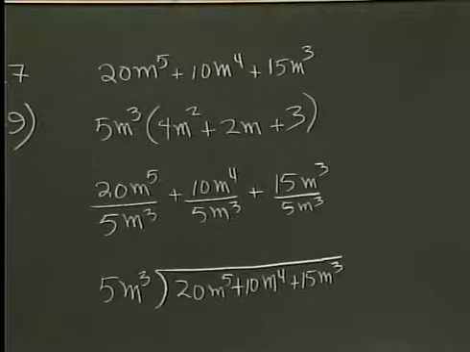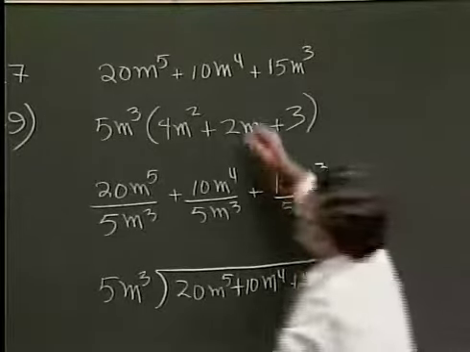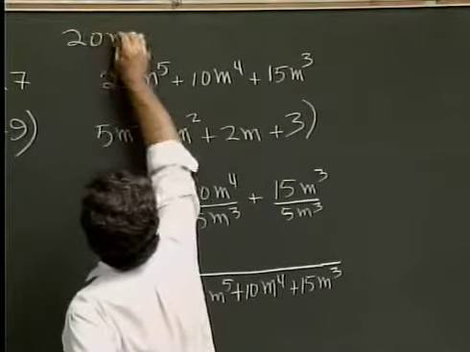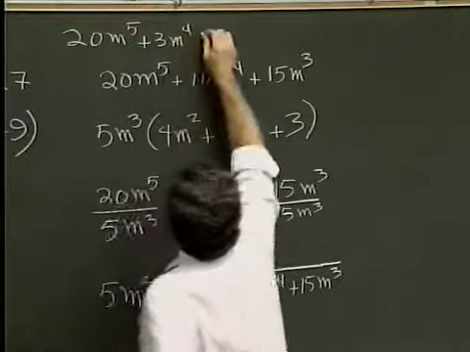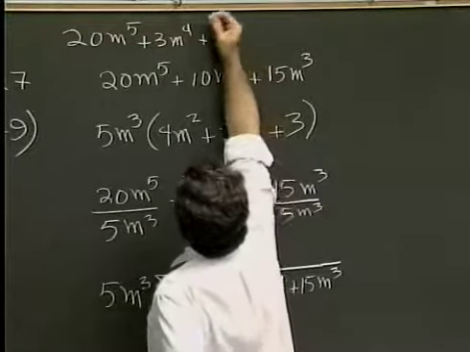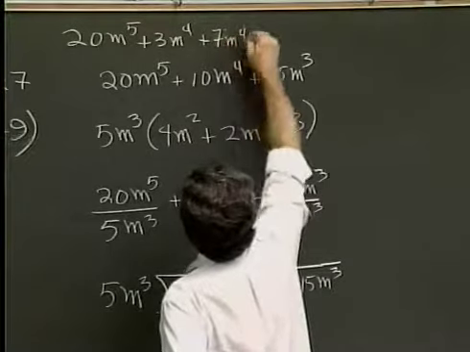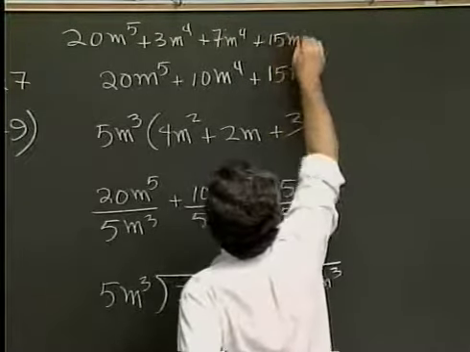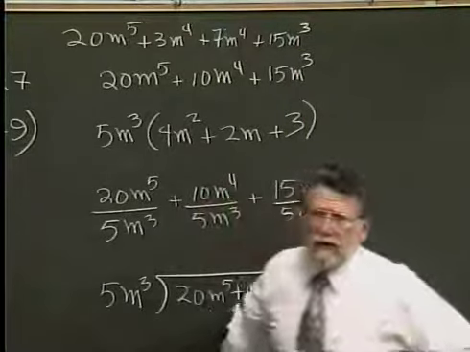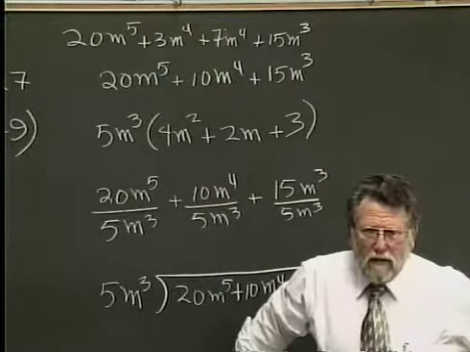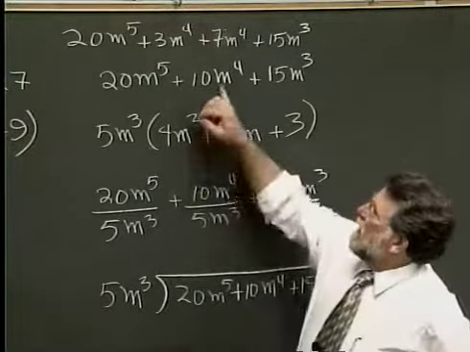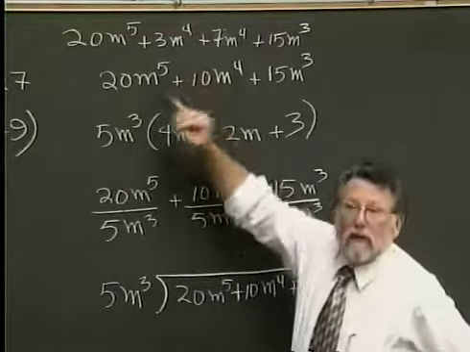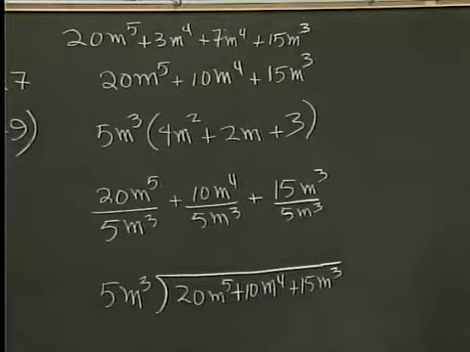But what I have in mind there, and I'll just write something above it to explain, let's say that I had 20m to the fifth plus 3m to the fourth plus 7m to the fourth plus 15m cubed. You understand that the first thing you want to do is simplify. Combine like terms. Once you combine like terms, then the idea is to take out the greatest common factor. So simplify first, then take out the greatest common factor.